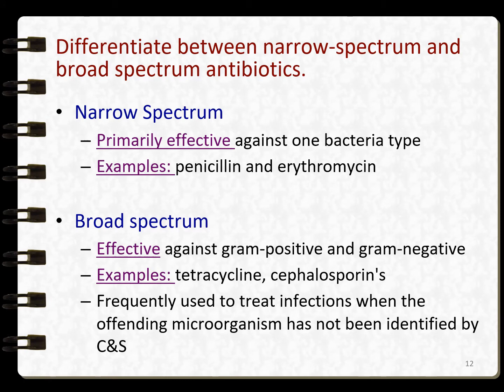When we differentiate between narrow spectrum and broad spectrum antibiotics, narrow spectrum is primarily effective against one bacteria type. Examples of those antibiotics would be penicillin and erythromycin. Broad spectrum is effective against gram-positive and gram-negative. Some examples would be the tetracyclines and cephalosporins. These are frequently used to treat infections when the offending microorganism has not been identified.